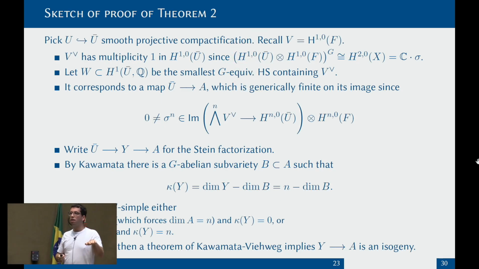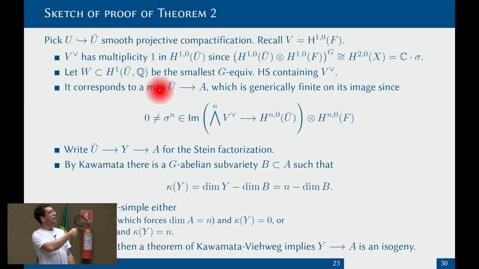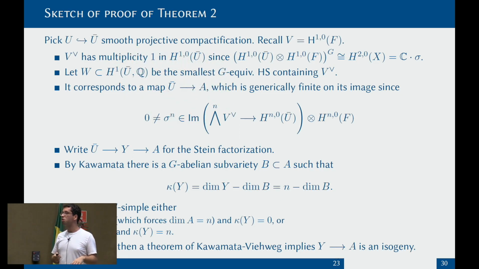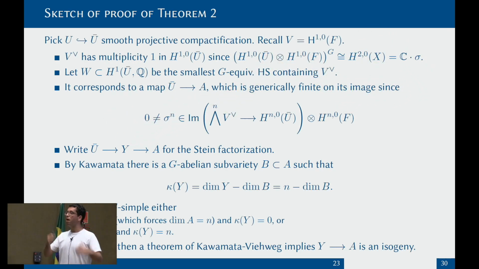However, this copy of V dual, in general, is not going to be a Hodge structure. It's just a sub-representation of a complex vector space. So we can look at the smallest Hodge structure that contains this representation. And this Hodge structure is going to correspond to a map from U to an abelian variety. If you prefer, from the Albanese of U bar to an abelian variety, but in particular from U to an abelian variety. And this map has to be generically finite on its image, basically because the holomorphic symplectic form, when you raise it to the top power, is a non-zero form. So you get a generically finite map from U to an abelian variety.